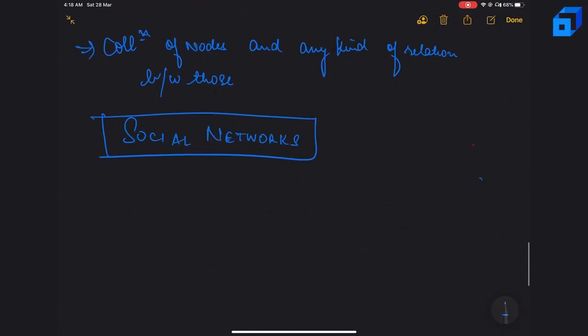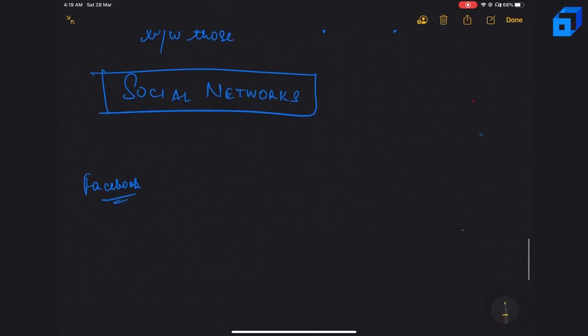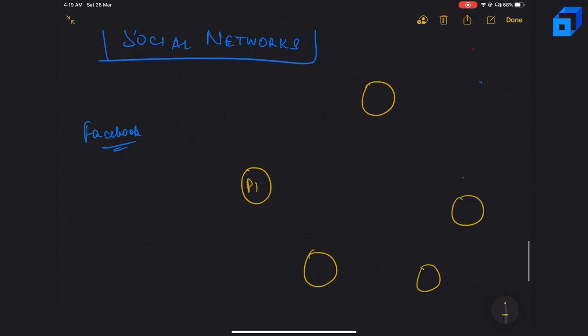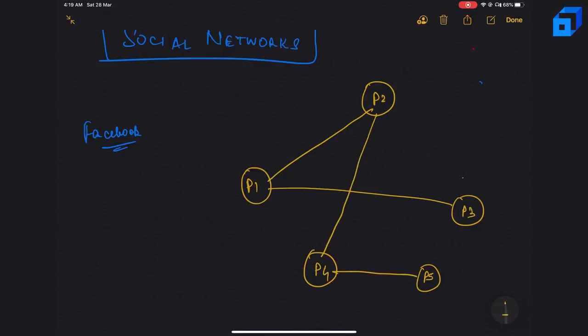Consider, for example, Facebook. In Facebook, each node can be a person. Let us say there are 5 people on Facebook, P1, P2, P3, P4 and P5. Let us say P1 and P2 are friends, also P1 and P3 are friends. Similarly, P2 and P4 are friends and P4 and P5 are friends. Let us also say that P2 and P5 are friends. As you can see, this is nothing but a graph of nodes being P1, P2, P3 up to P5.